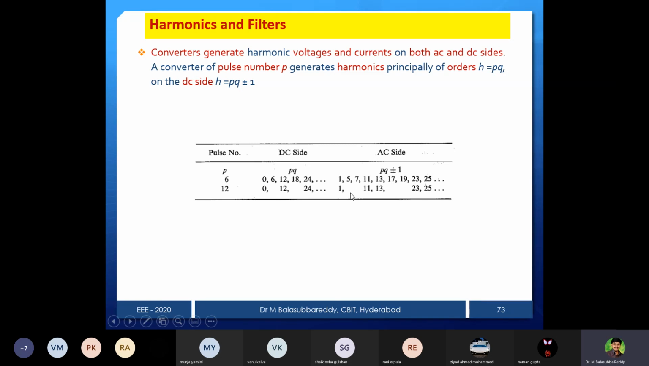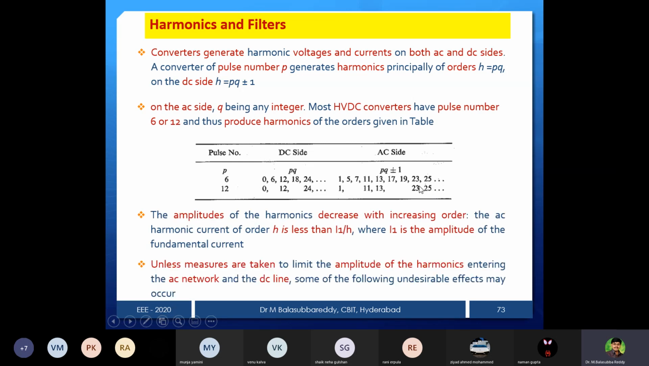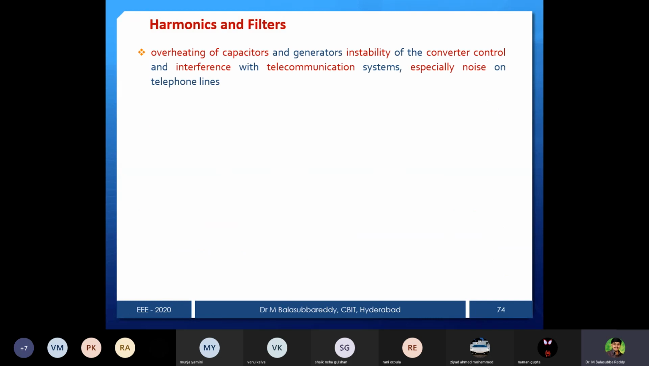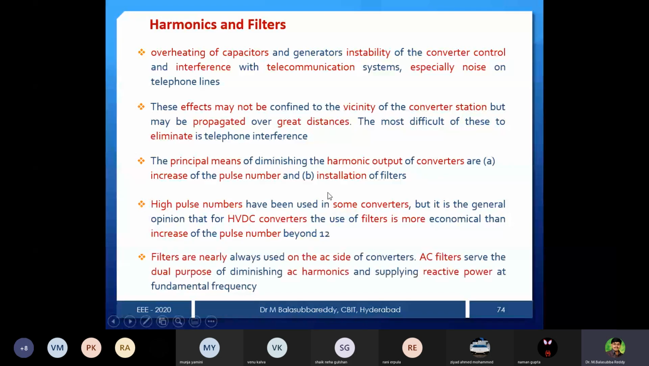But once you go to a 12 pulse converter, 1 and 11 and 13, so only 11 and 13 fundamental harmonics will be there, but 11 and 13 you can use to suppress the harmonics. Again 17, 19 will not be there, and 23, 25 will be like that. So you can minimize the lower order harmonics if I increase the pulse number. That's what we noticed so far. All these we discussed in the previous class.